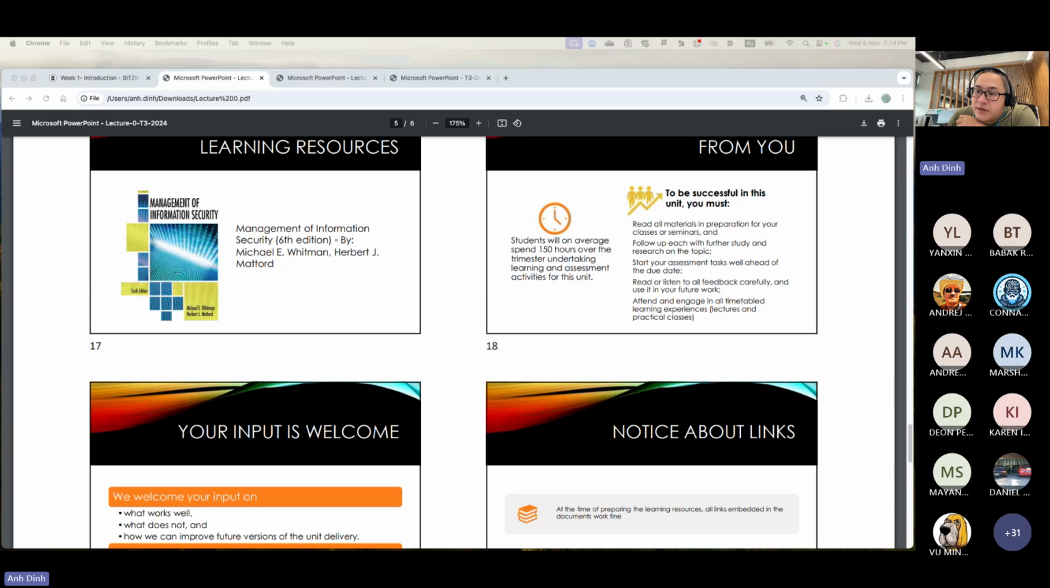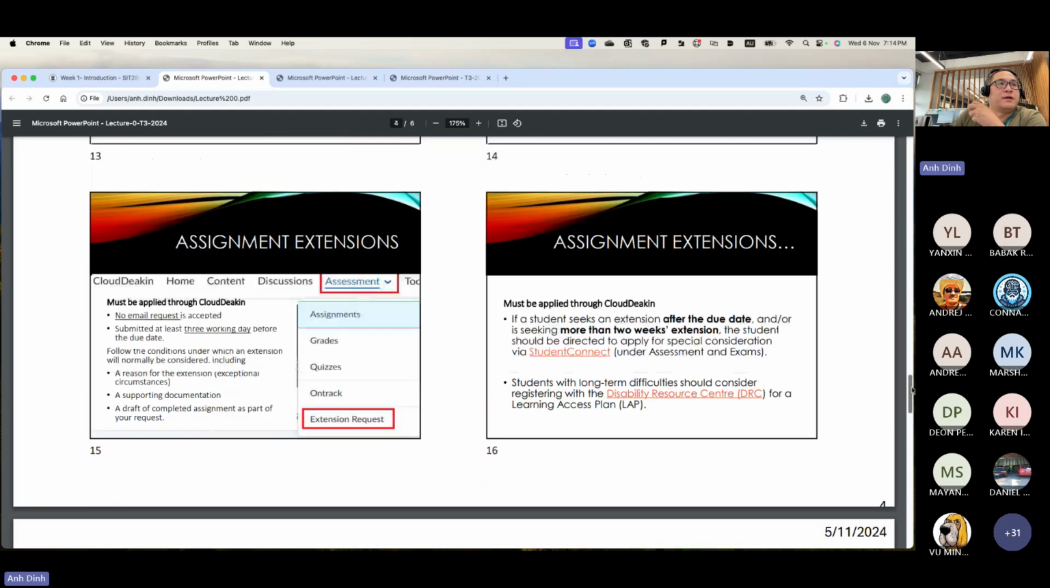Could I ask if the assessments are the same? The number of assessments and the percentages are the same, but the questions might be slightly different if you are an undergrad compared to if you are a master's student.